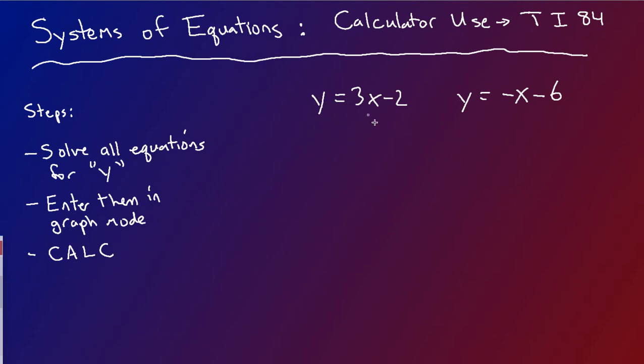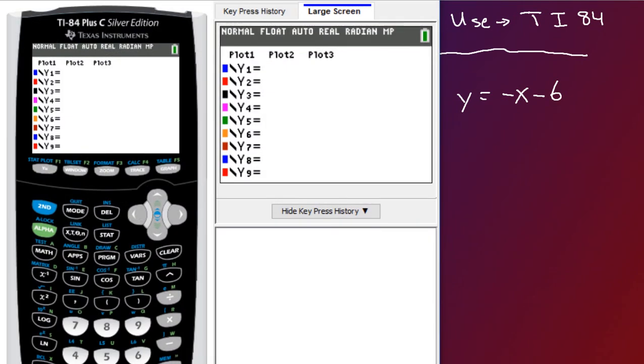Now, these are already solved for y. When we see our steps here, we're going to solve all the equations for y, and then we're going to enter them into graph mode on our calculator. So this will be an example using the TI. So I'm going to go ahead and I'll put them both in. I'm already in graph mode, but to get there you would press y equals right here on your calculator.